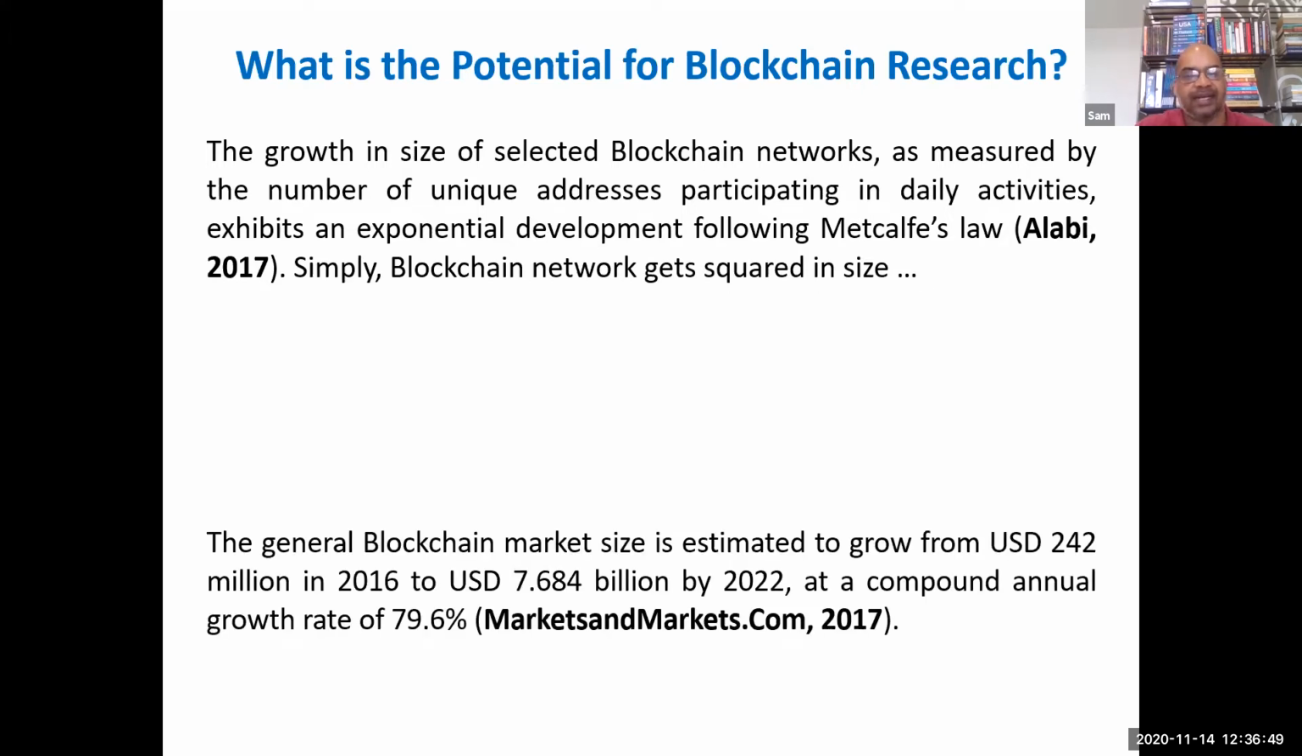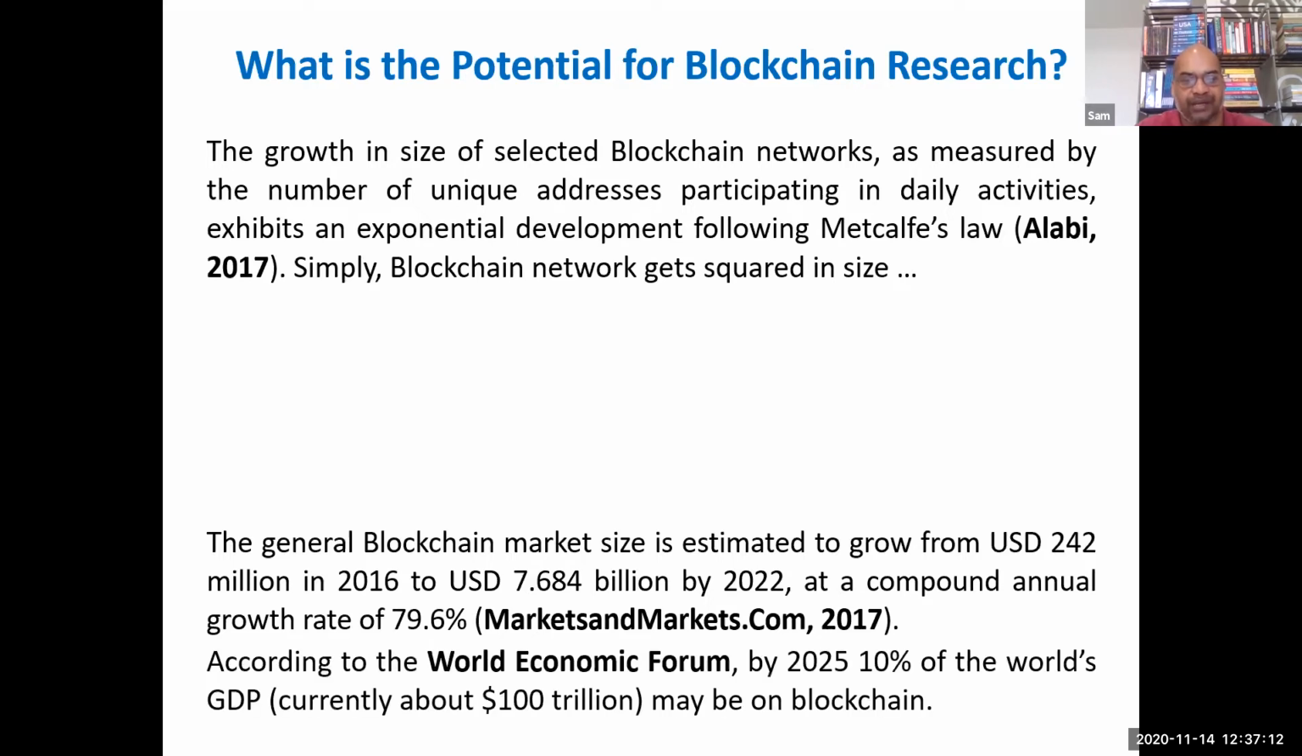And then it is estimated that by 2022, the size of the blockchain market will be around 7.684 billion, and it will increase at an annual rate of 79.6%. So again, huge potential there. And according to the World Economic Forum, by 2025, 10% of the world's GDP, that is, we're looking at almost 100 trillion, may be on blockchain.